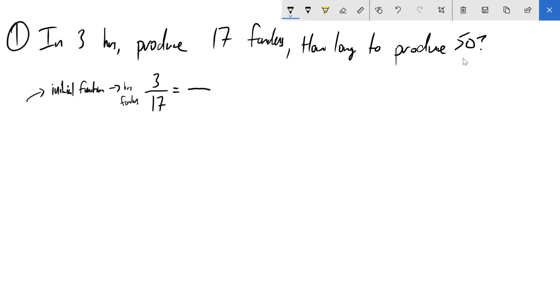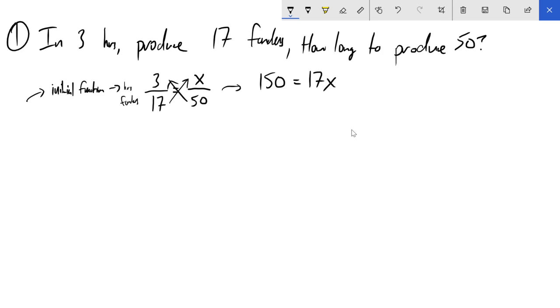Here, the question was how long to produce 50 fenders. So should 50 fenders go on the top or the bottom of my equation? It should go on the bottom because I put fenders on the bottom in the initial fraction. What we don't know is the hours, so we put a variable there. So we create the proportional equation, and then we can solve it by cross-multiplying. We multiply our 50 up to the left-hand side and our 17 up to the right-hand side. So 50 times 3, that's 150. And on the right-hand side, we'd have 17.